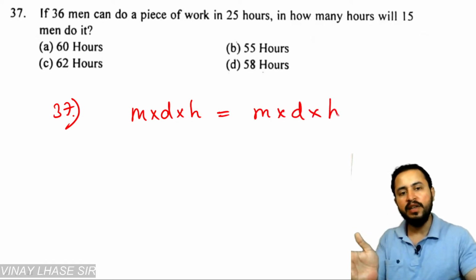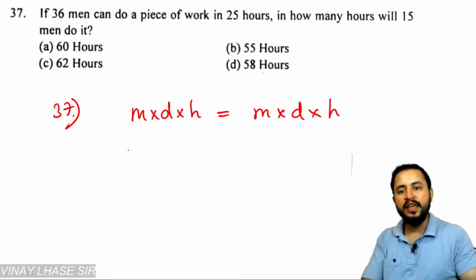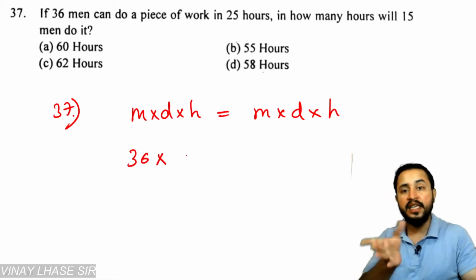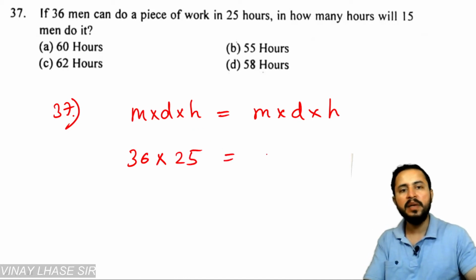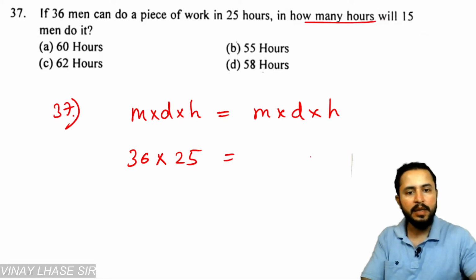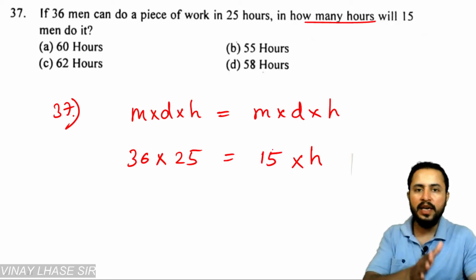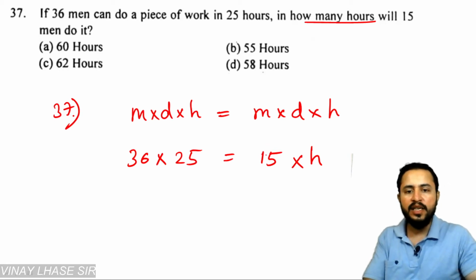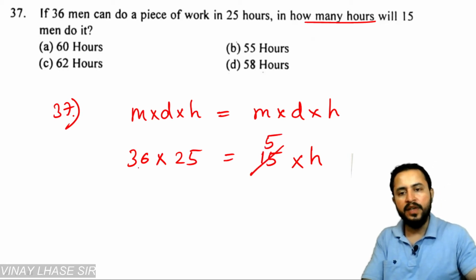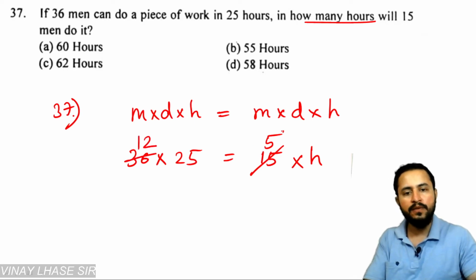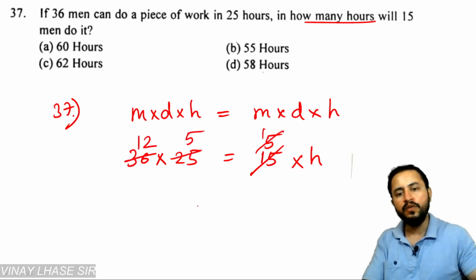Where in MDH, starting with the first line, men, how many are there? Sir, 36. Days, how many? Days is not given, leave it. Hours, how many? Sir, hours is 25. While in the second case, how many men do we have? 15 men. Hours is asked, how many hours will 15 men do the work? You can just cancel this number with 3. 3 5s are 15, 3 1s are 3, and then 5 1s are 5, 5 5s are 25, so finally H we are getting 12 5s are 60. 60 hours is the answer for this question, option number A.